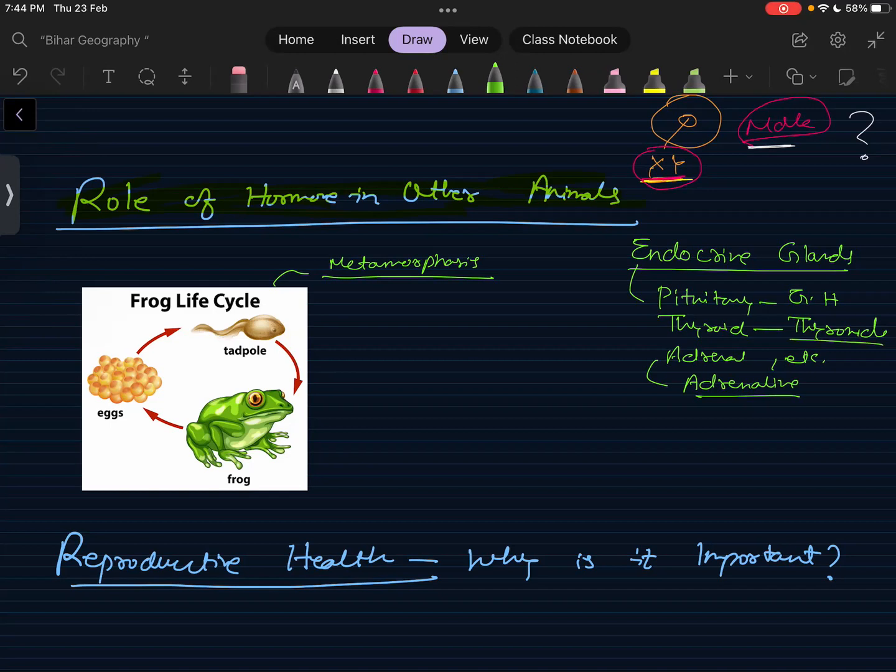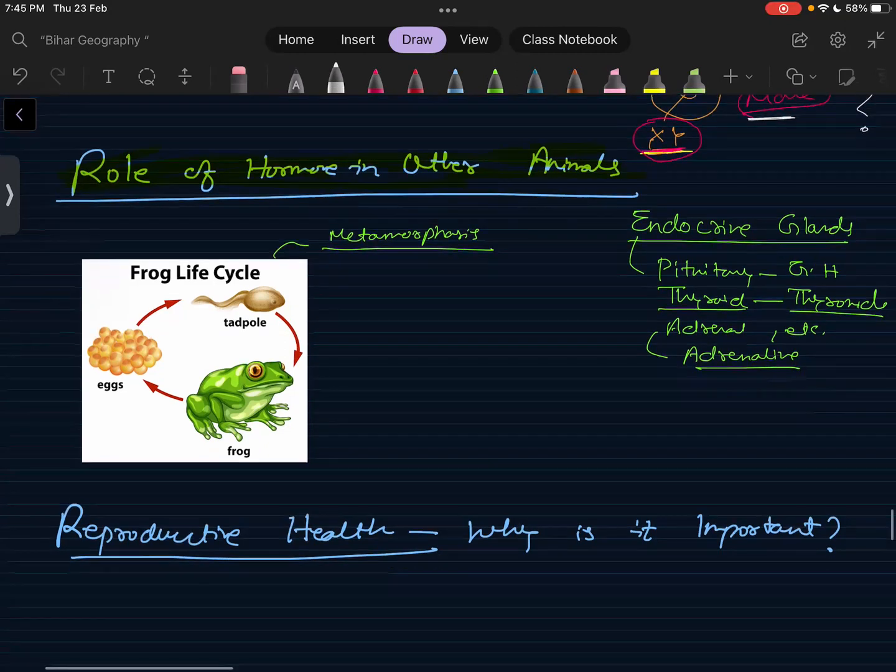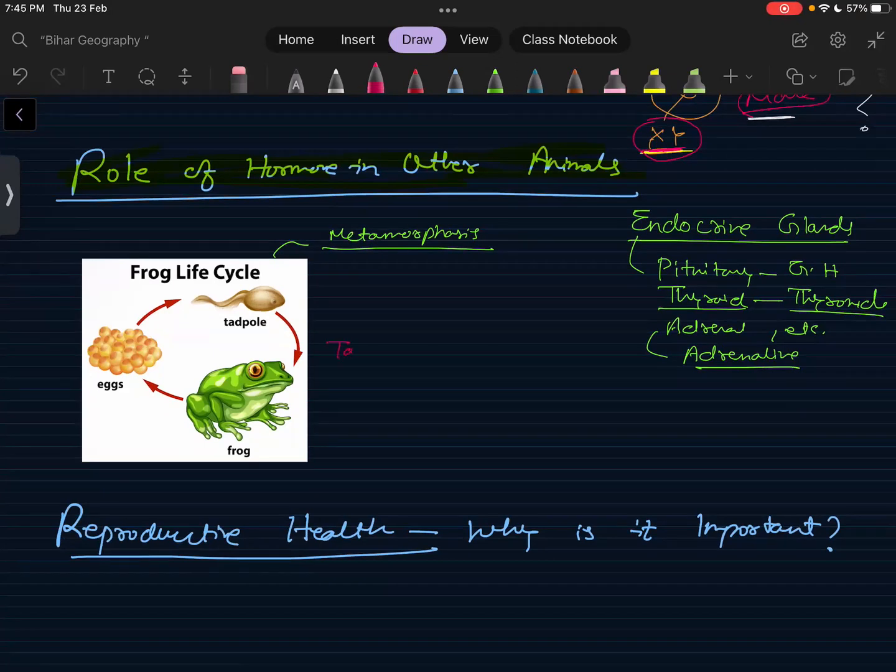Talking about thyroxine, it is released by the thyroid, and the thyroid is also present in the frog. So the release of thyroxine plays a significant role in the process of metamorphosis. Remember this. The tadpole converts into a frog, so here thyroxine has a major role to play.